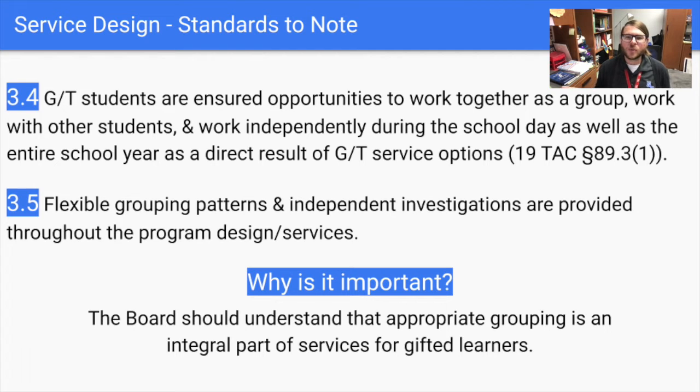So if the question of appropriate grouping of GT students ever comes up before the board, you should just be aware that being allowed to work with other students with similar needs and abilities is a fundamental right of gifted learners.